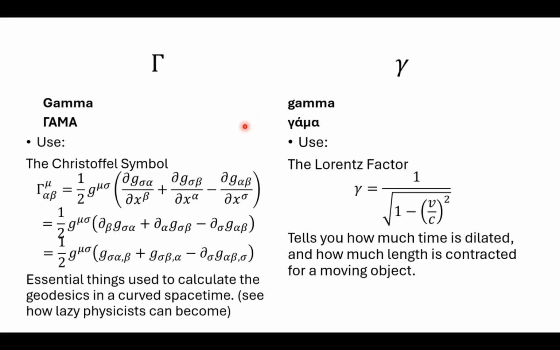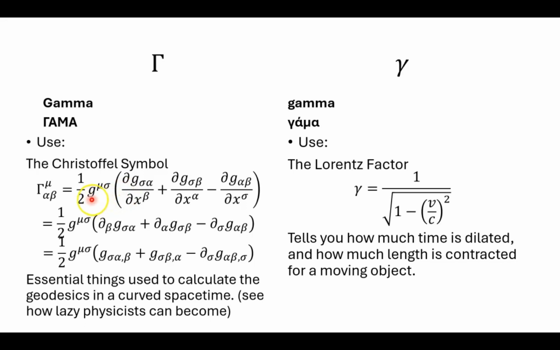Okay, now the third letter, gamma. Sorry, it's ABGamma, it's not ABC. There's no C in Greek. And now we enter the realm of relativity. The uppercase gamma is used to represent the Christoffel symbol. As you can see, it's a very long expression. That's why it's sometimes called the Christoffel symbol.